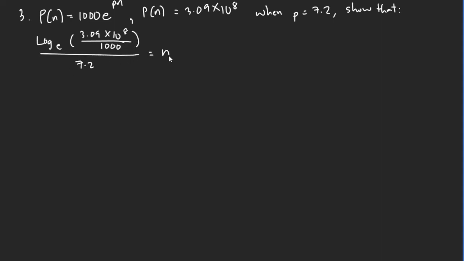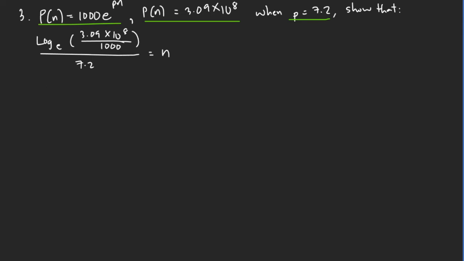So for question number 3, we're going to prove the logarithm of p of n. Okay? So, it seems complicated, it seems hard, but what you need to do is to identify the parts. So, that's the first step. Identify, recognize what is given. So, we are given the function p of n is equal to 1000 e raised to pn. Okay? We have the value of p, 7.2. And we have the value of the function n.